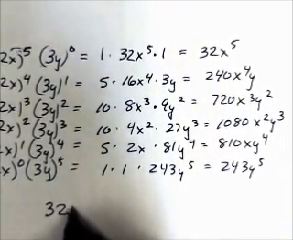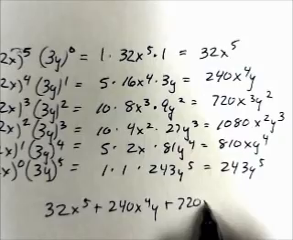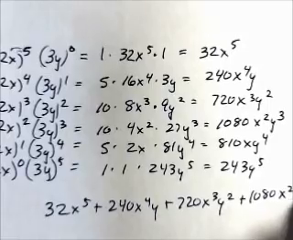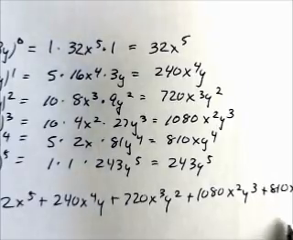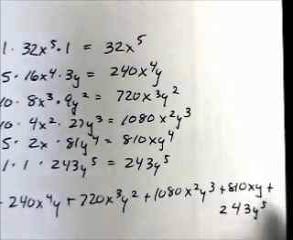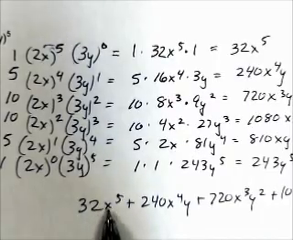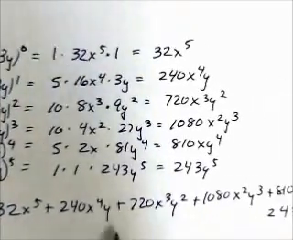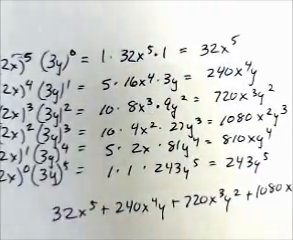So 32 x to the 5th, plus 240 x to the 4th y, plus 720 x to the 3rd y squared, plus 1080 x squared y to the 3rd, running out of room here, plus 810 xy, plus 243 y to the 5th. That xy should be an xy to the 4th. Double check my exponents. X's go 5, 4, 3, 2, 1, 0, and y's 0, 1, 2, 3, 4, 5. Okay, so that's our answer.